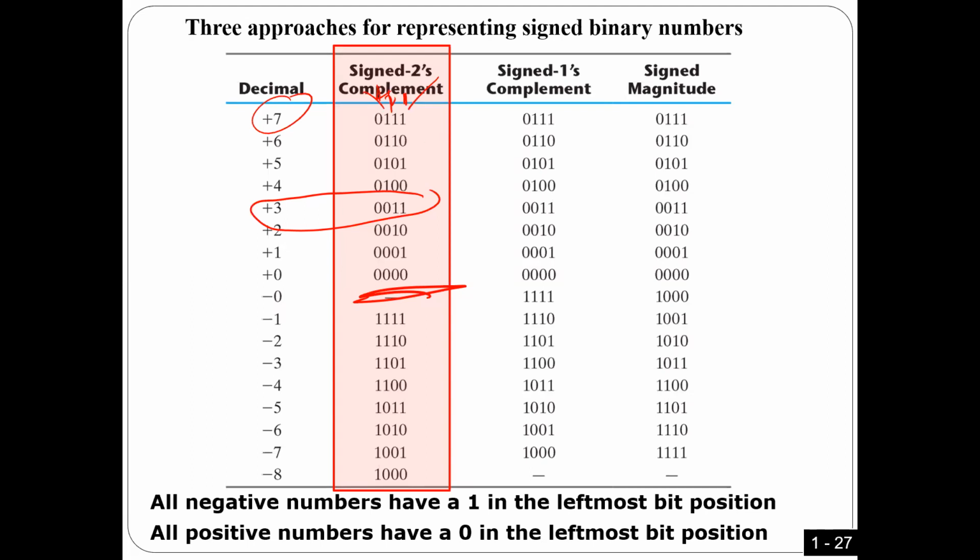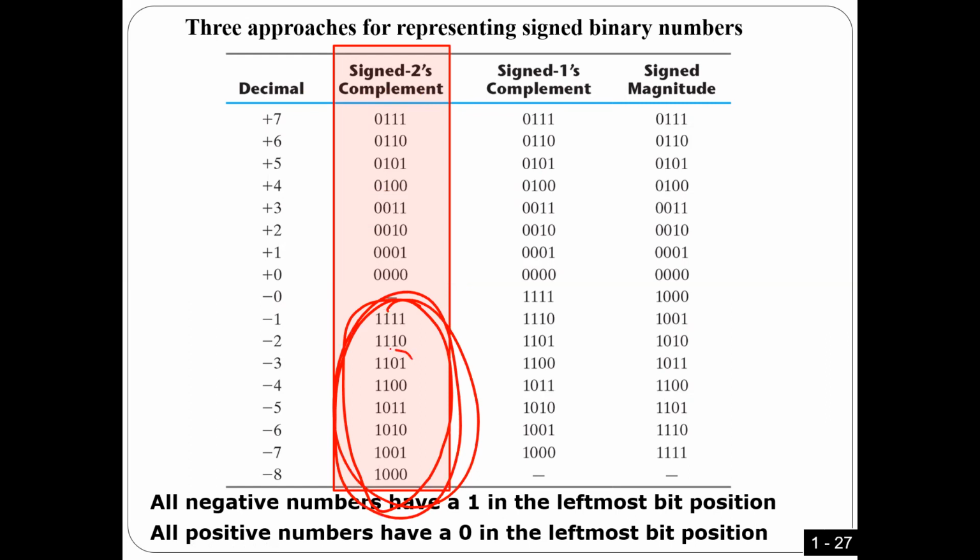Now, if the number is negative, like this one, for example, how can I know? I know this number is negative because the most significant bit is 1 here. I know it is negative, but negative what? I don't know, right? How can I know if it is negative what?